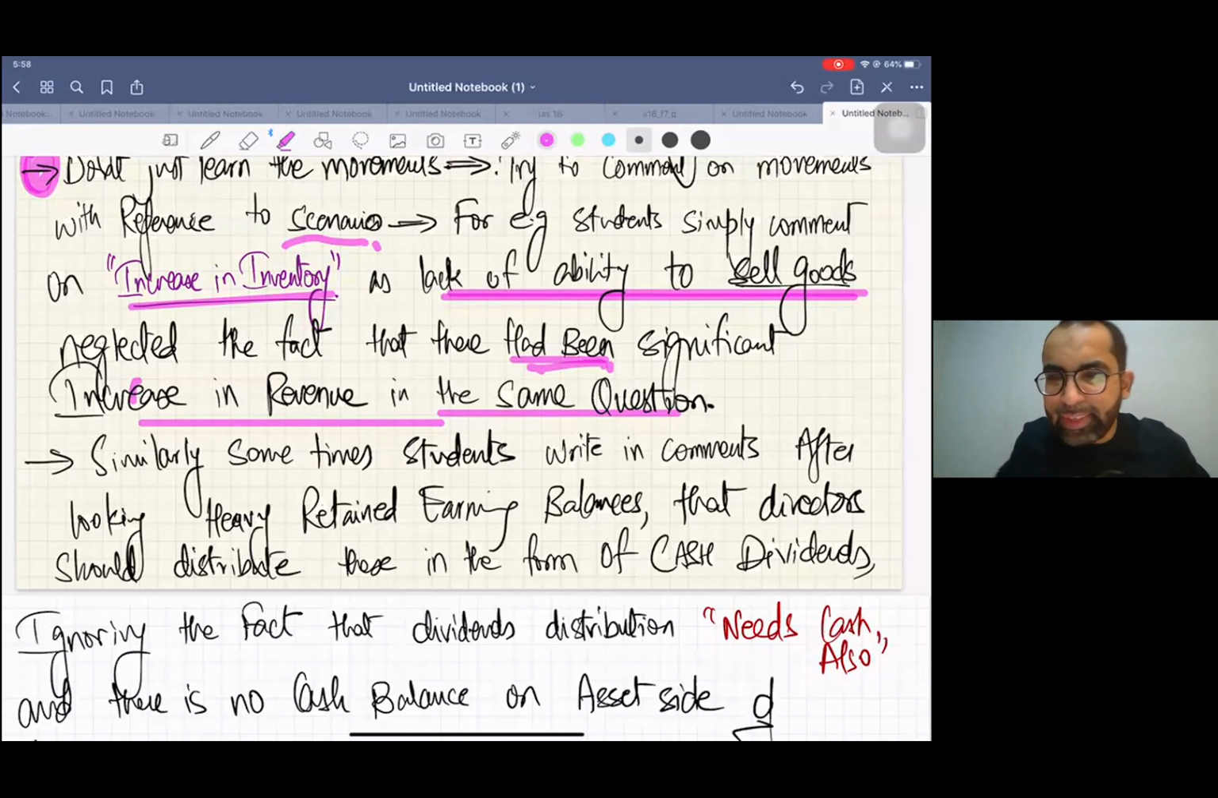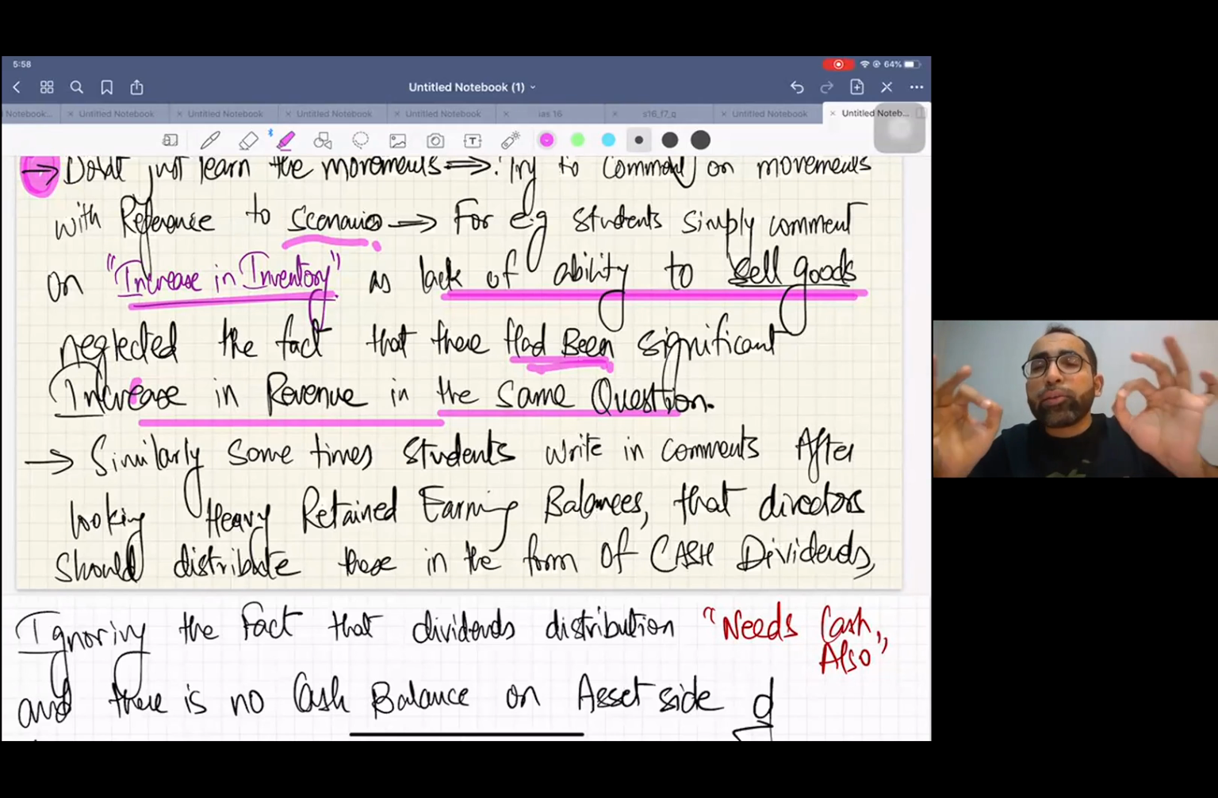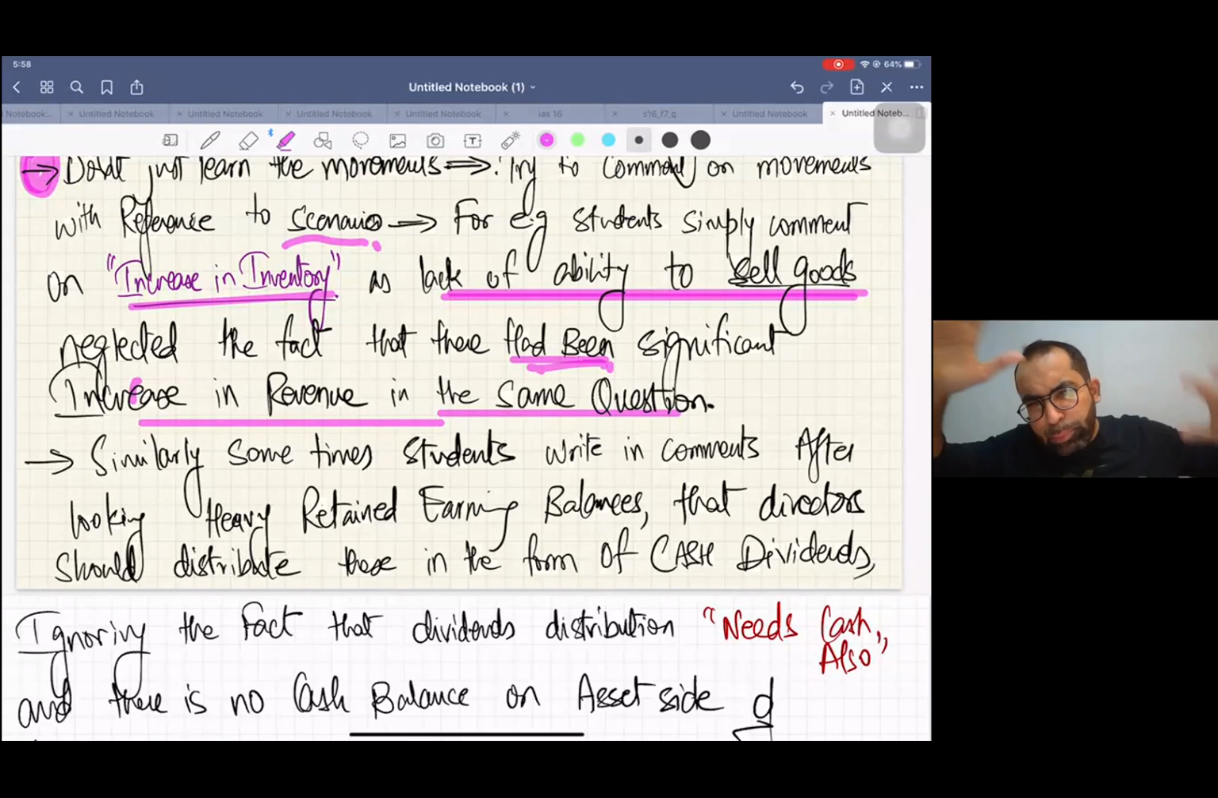Listen, you know this type of basic accounting, all of you know this: ordinary dividends are distributed from revenue reserves like retained earning. We all know this. Now listen, let us say in the question there is a big balance of retained earning.